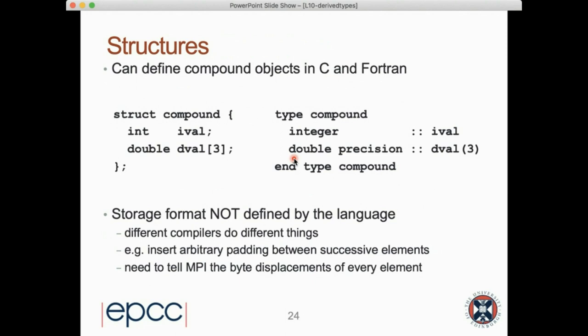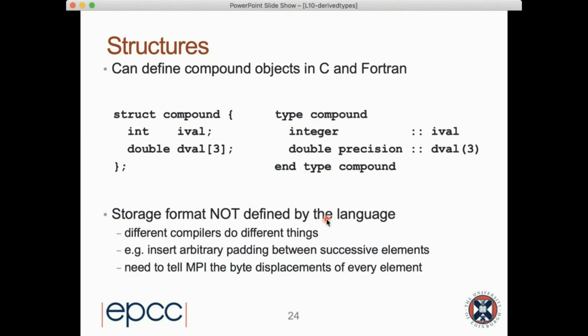Okay, so that's vectors. Let's look at structures now. C and Fortran let us define our own data types, compound objects, either structs or user-defined types in Fortran. Now, you thought vectors were bad. Wait till you see this.